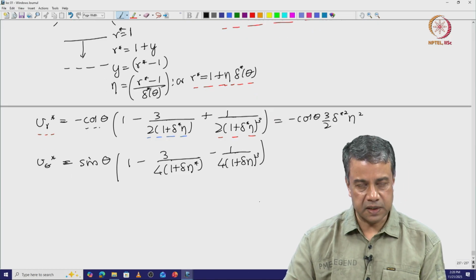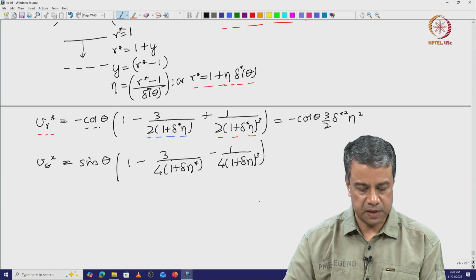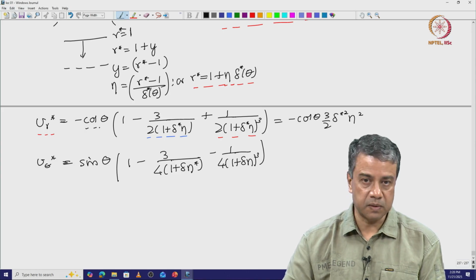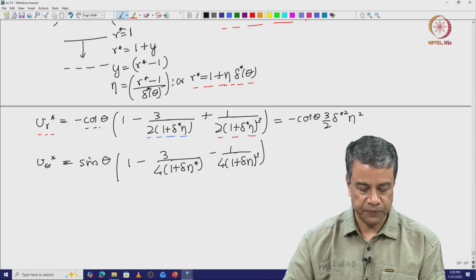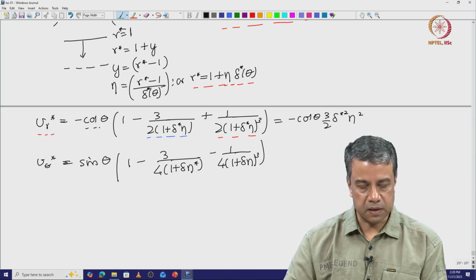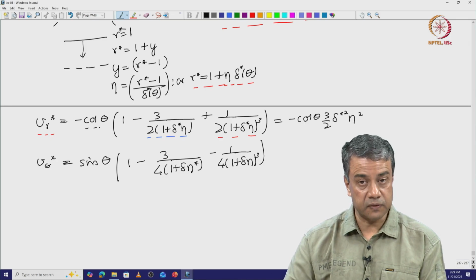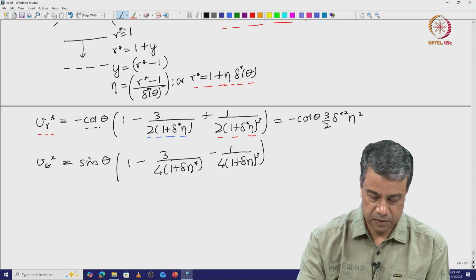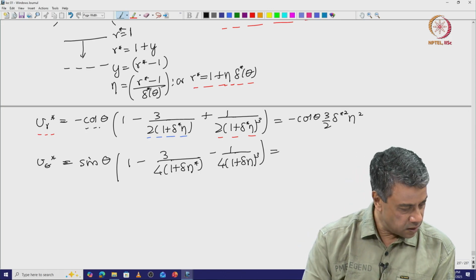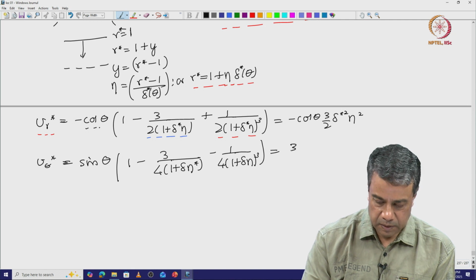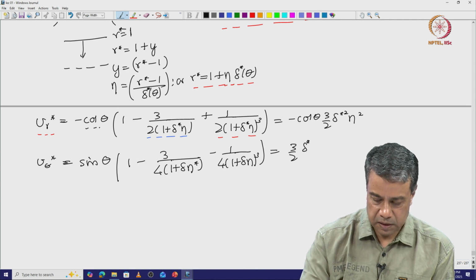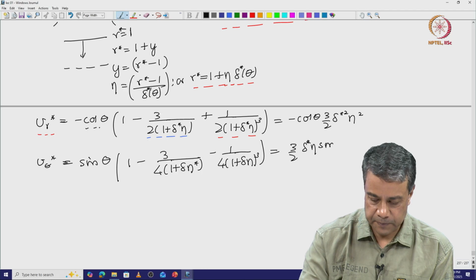You have to do a similar expansion, and if you do, you will find that 1 minus 3 by 4 minus 1 by 4 is 0. So the leading order term, the order 1 term, is 0. For the order delta term, I have plus 3 by 4 delta eta and plus 3 by 4 delta eta coming from the two terms. So this will just be equal to 3 by 2 delta star eta sin theta.